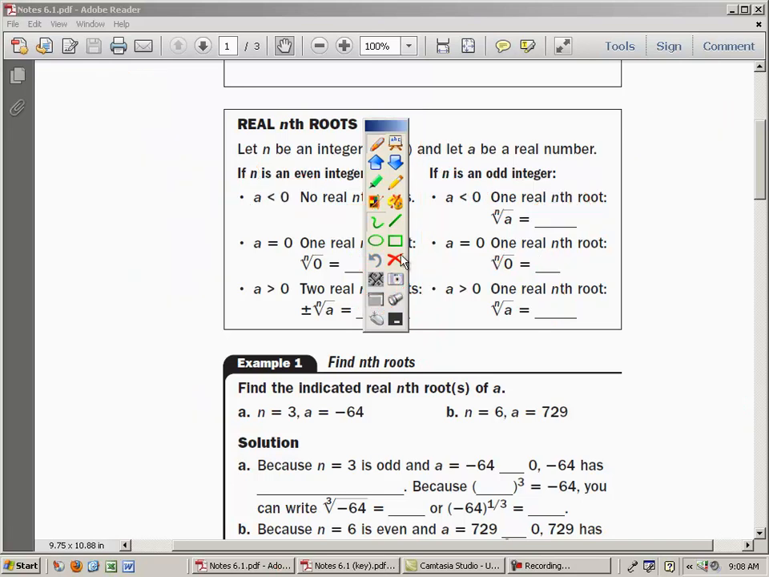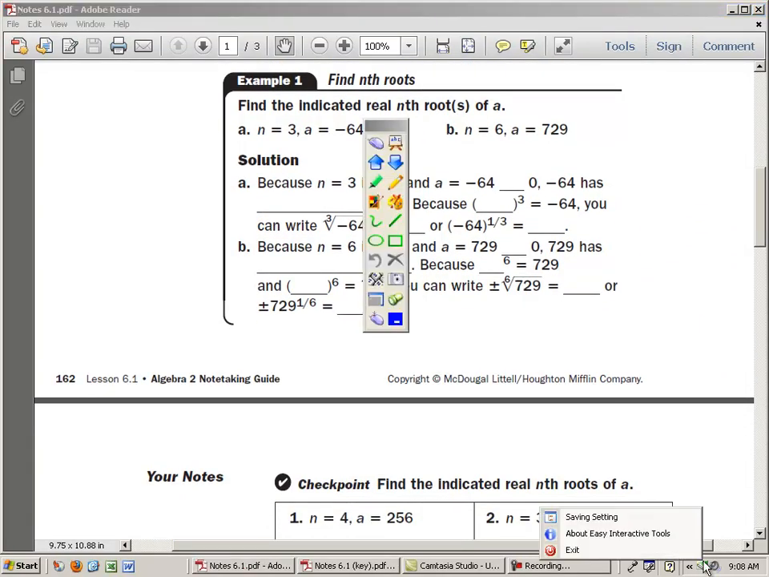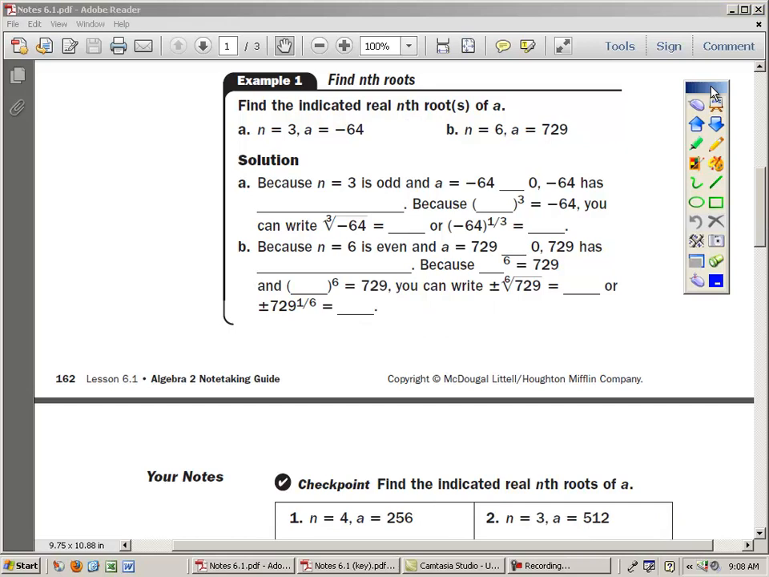All right? So let's try some examples here. We'll talk a little bit about finding some roots. In the first example, we want to find n equals 3 and a equals negative 64. So basically what we're saying is, what is the third root of negative 64? Because n is equal to 3 and it is odd, and because a is negative 64, which is smaller than 0, negative 64 has one real cube root.